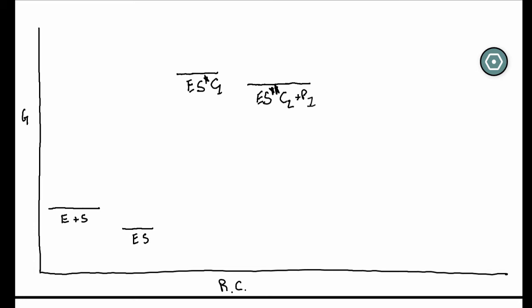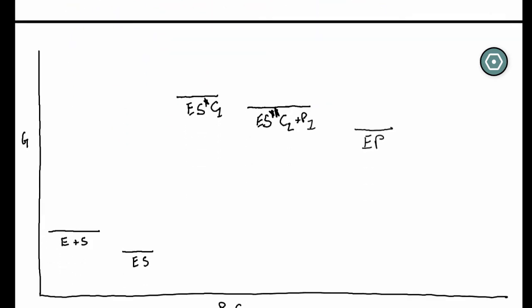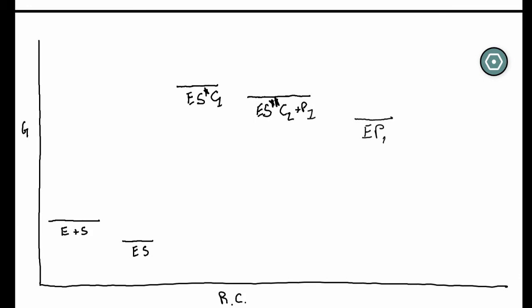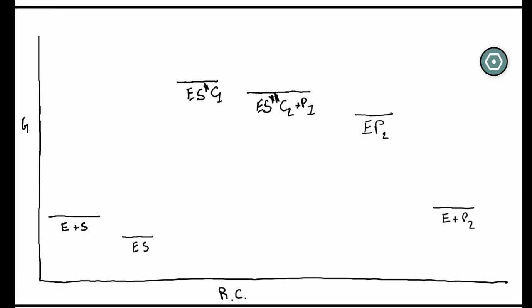And then the next thing that I'm going to do here is draw another one. And this would be step number 3. So we're right here now. And I'm going to put EP because we're forming that second product. And then the final thing that we're going to do here is going to be for our E plus P, and it's really E plus P2, because it's our second product. And we're releasing P2. So those are the steps of our enzyme.